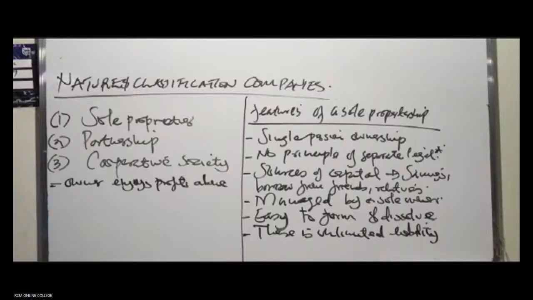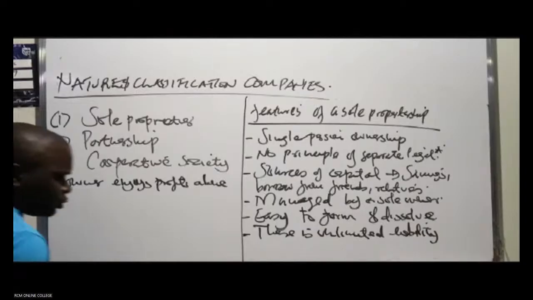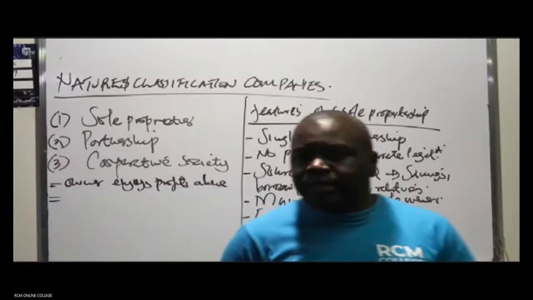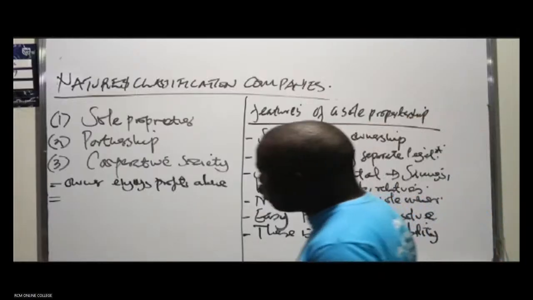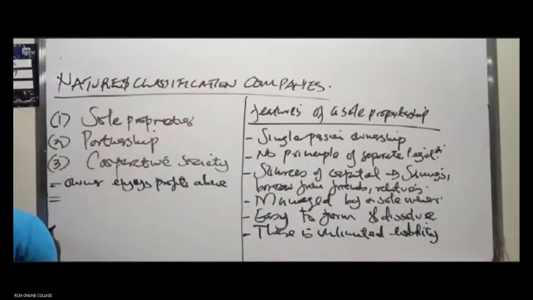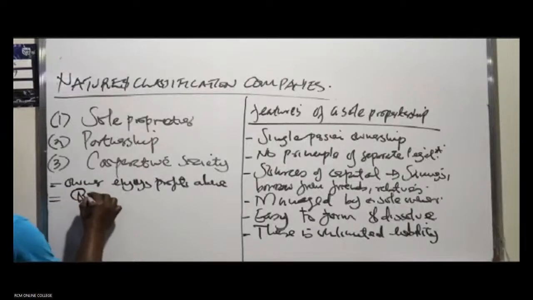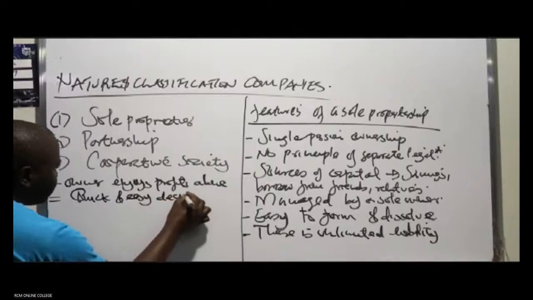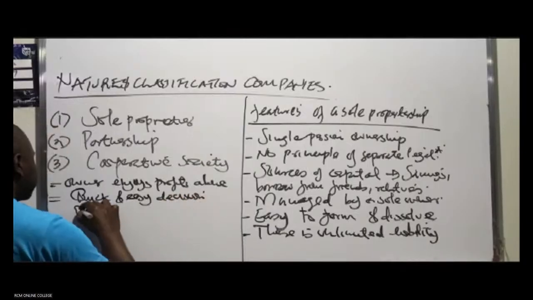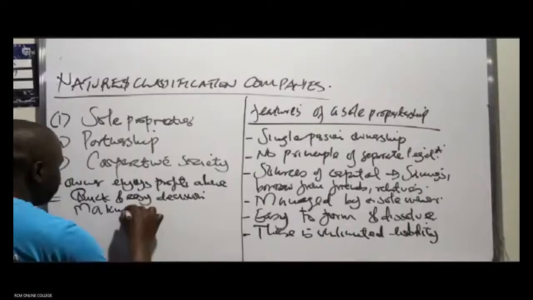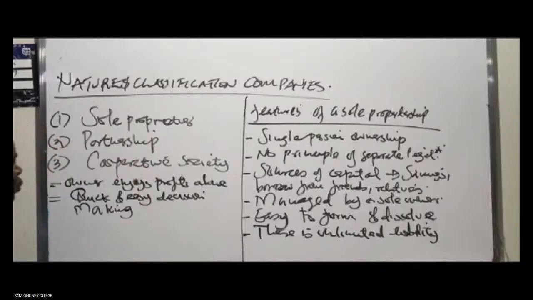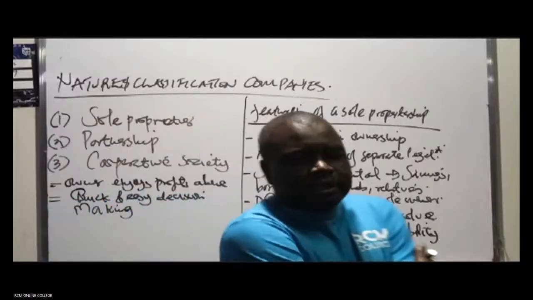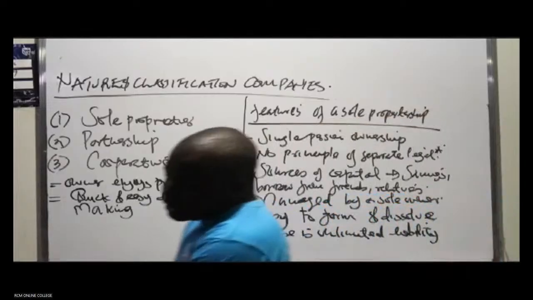Calvin says, quick decision making. Very brilliant. So it is easy to make decisions. You just consult yourself. You don't have to consult anyone. You are the sole owner. You are your own boss. So quick and easy decision making without having to do a lot of consultations.